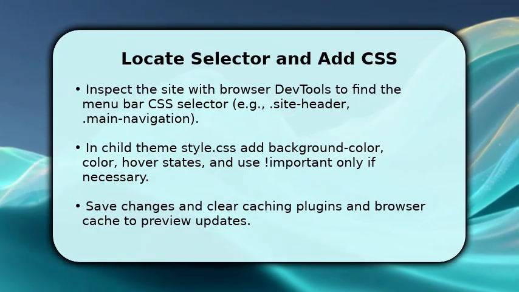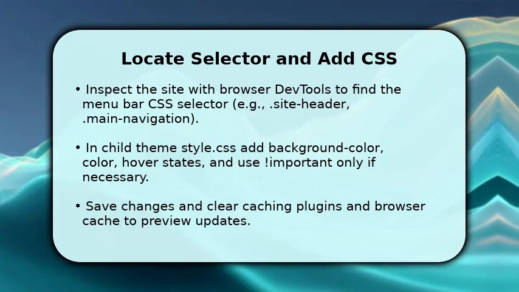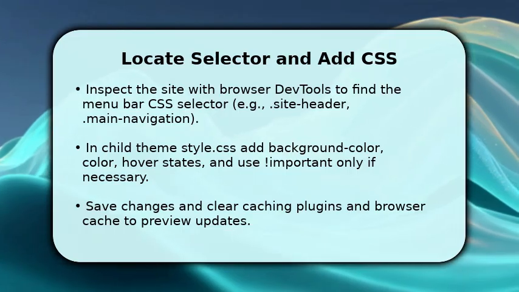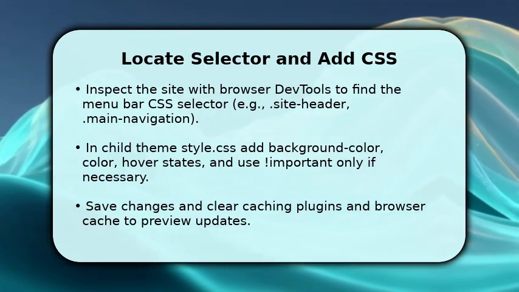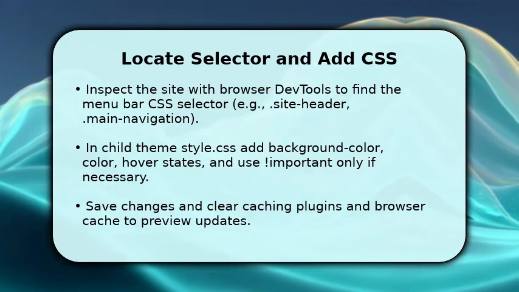Then in the child theme style.css add rules like background-color: #123456, color: #FFF, and include hover and active state styles. Use !important sparingly, only if inherited rules block changes.